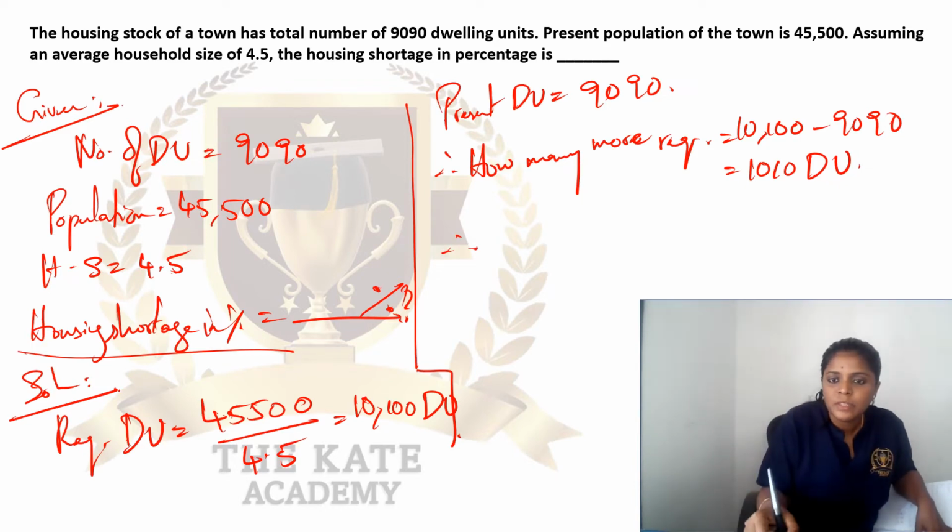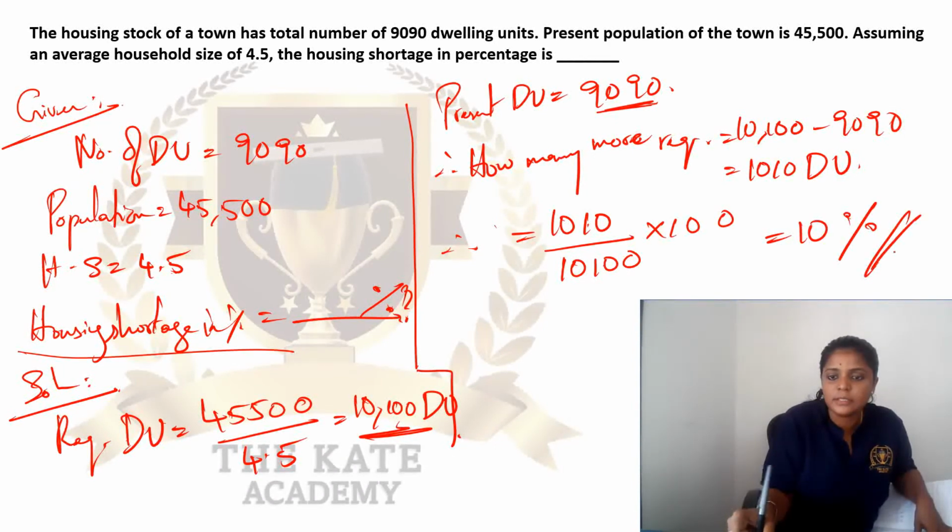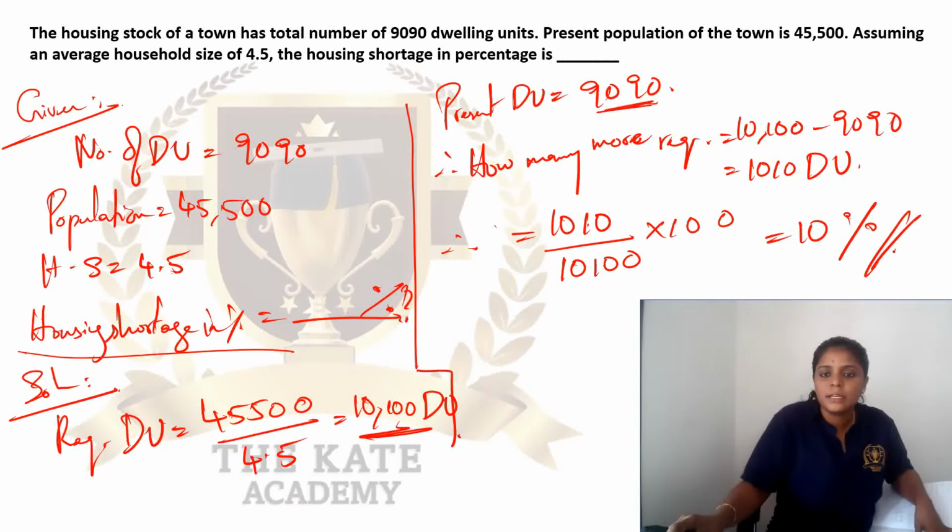Like I told you, they want it in percentage. So for the percentage, like I always tell you, take 1,010 divided by the actual required, which is 10,100. Don't consider this value as the big value. The actual required is 10,100, into 100, which gives you an answer of 10 percentage. So there is a shortage of 10 percentage.